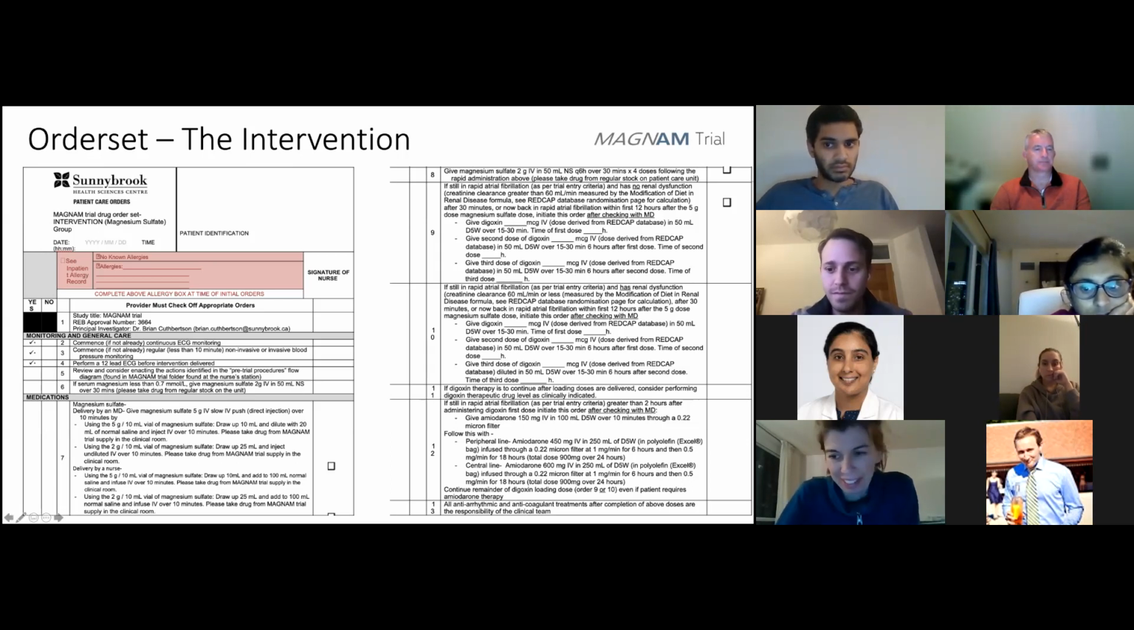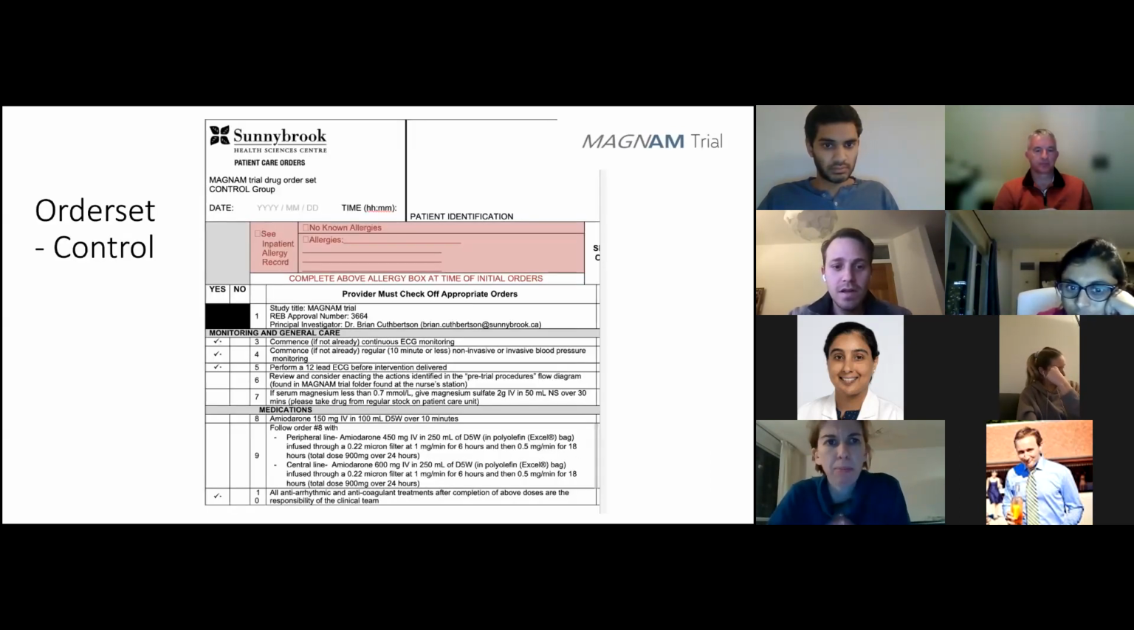Sorry, I'm very annoying. I have another question. For the patients in the amiodarone group, can they receive magnesium? Is there an indication to keep serum magnesium above 0.8, or do they receive it upon clinical indication only?